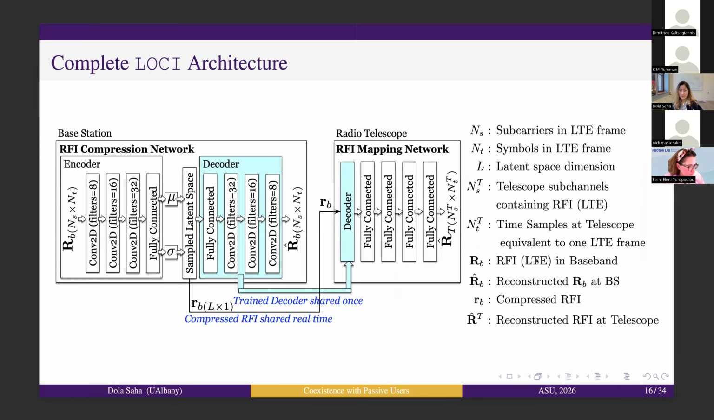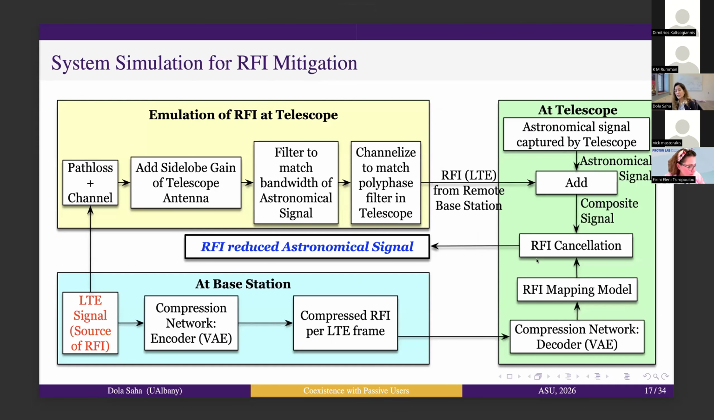This is the full architecture of the whole thing. And this shows the different parts to it, because it's not just the channel addition. There are side lobe gains. There are different filters to match the astronomical signal, as well as the telescope, because the telescope uses a polyphase filter at the front, and then those filters are channelizing the signal into much smaller channels. So we have to match all of those. So the signal structure changes completely from the baseband signal.